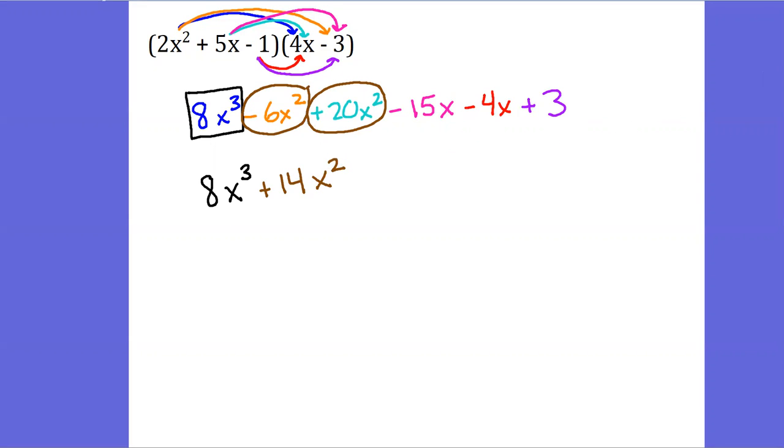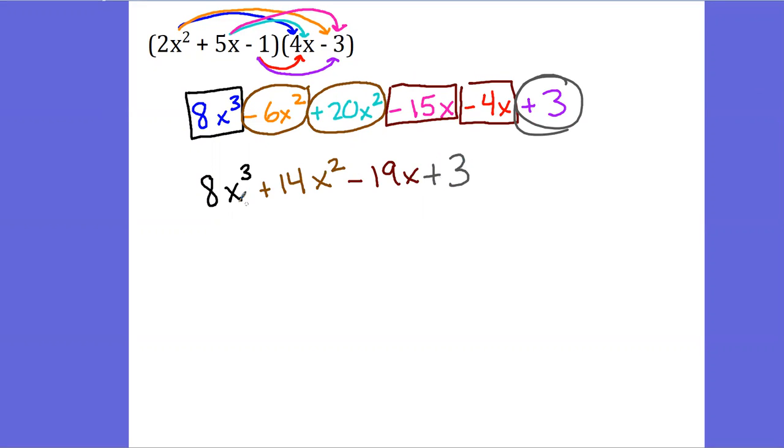I have some x's that can be combined. I have this -15x and this -4x. That's -19x. And last piece left here is this +3. No other like terms here. It can't be simplified any further than that. Final answer, 8x cubed plus 14x squared minus 19x plus 3.